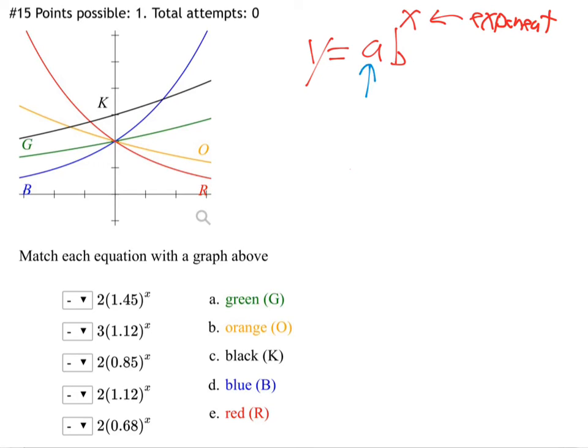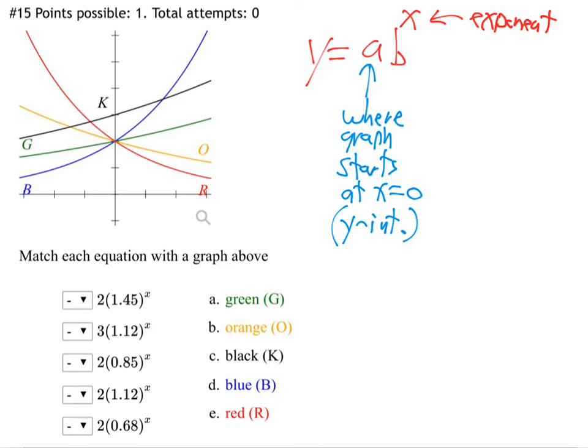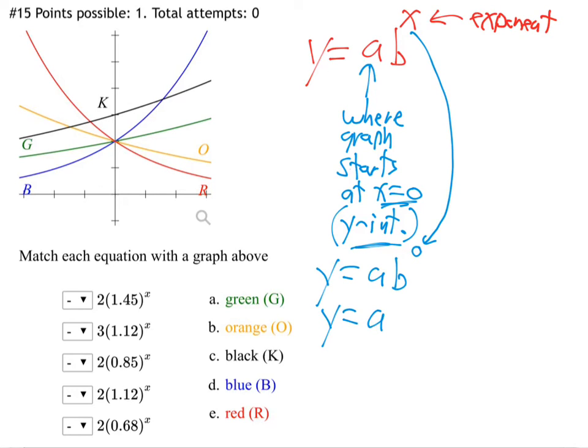First off, the a is where the graph starts at x equals 0. In other words, it's the y-intercept. Because x is 0 is the y-intercept. Because if you plug in 0 for x, you see what you get? What's b to the 0? What's anything to the 0 power? 1. So y just equals a. So you see, when x equals 0, y will just be a.